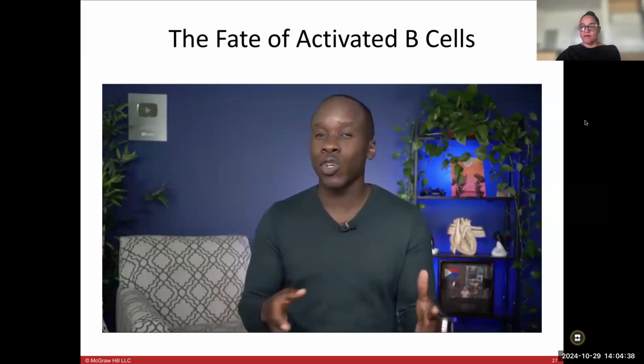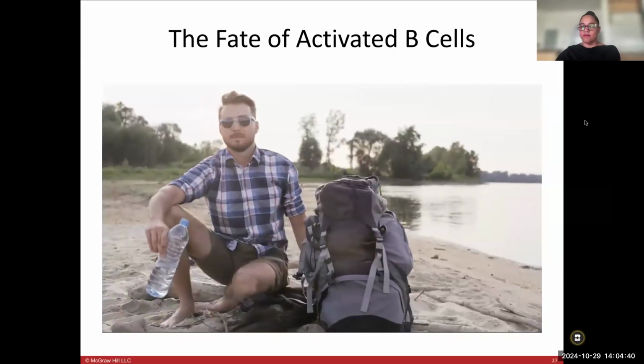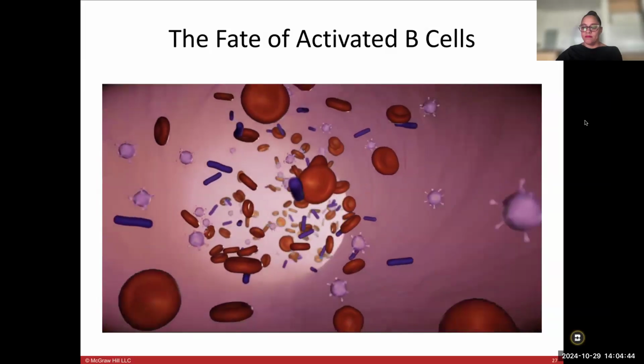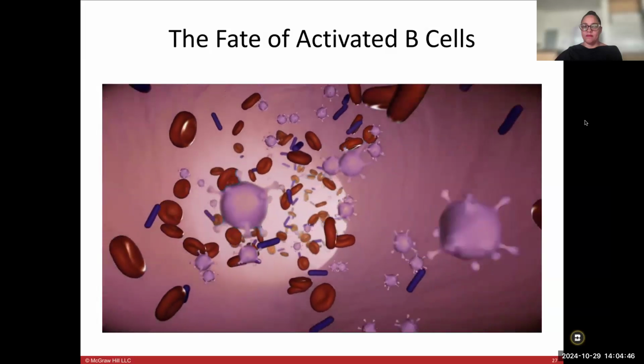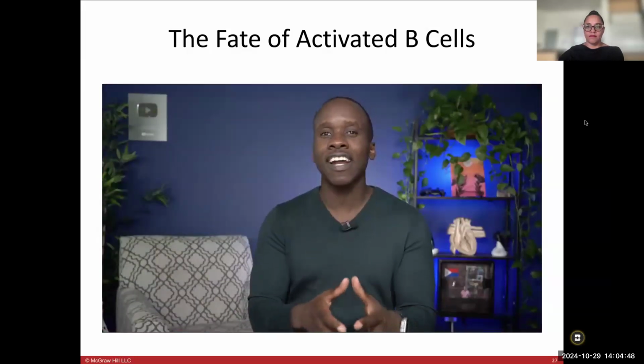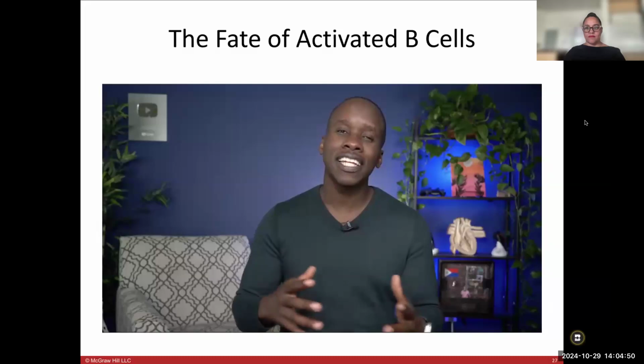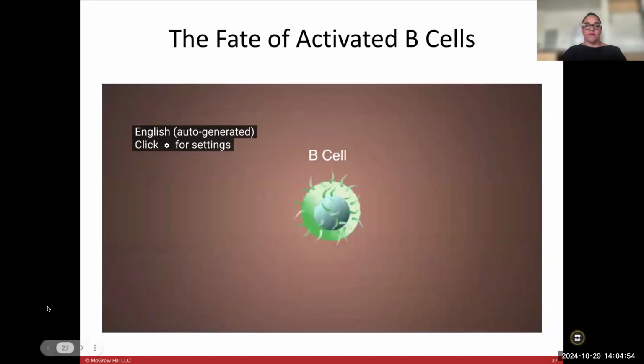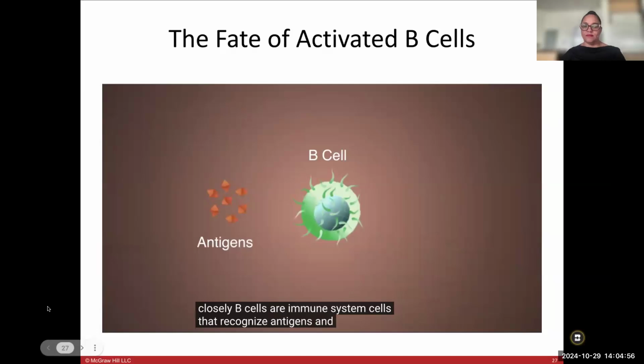Now, you don't know this, so you just go about your business. But even though you don't fully understand what just happened, your immune system does, and it springs into action. And B cells are at the forefront of this battle. Let's look at this more closely. B cells are immune system cells that recognize antigens and trigger a series of immune system actions.